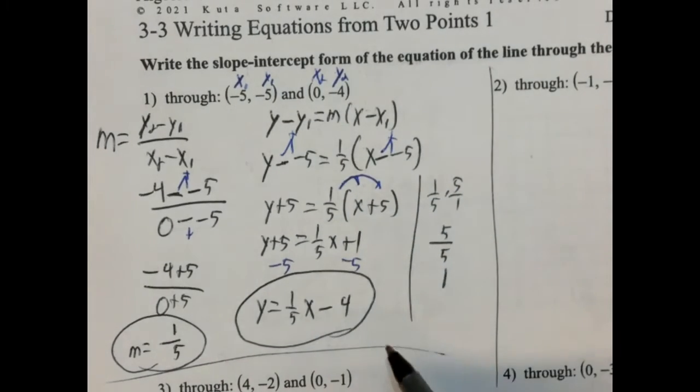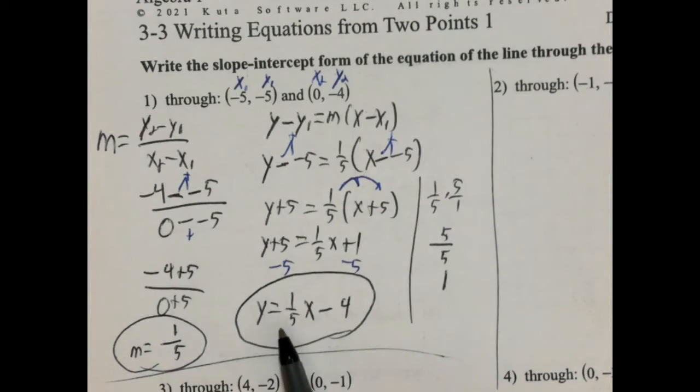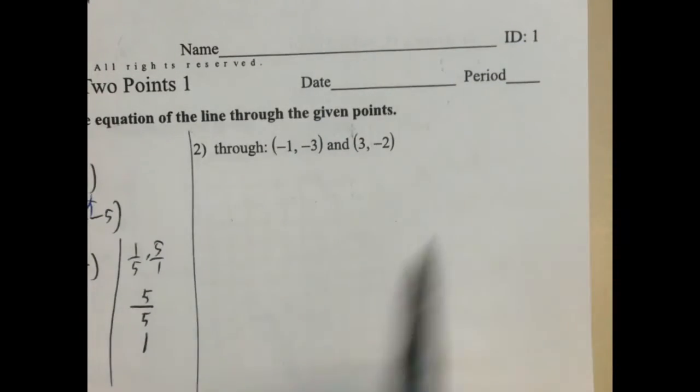We could totally graph that. Now it's in slope-intercept form. Our y-intercept is negative 4. Our rate of change is 1/5. So let's try another one. I'll do as many as I can.